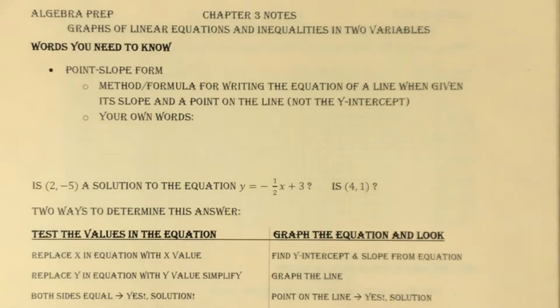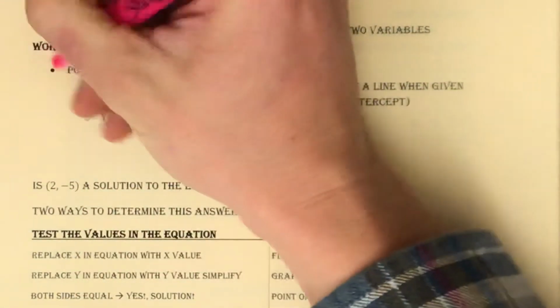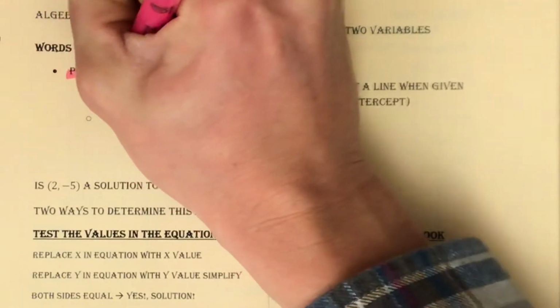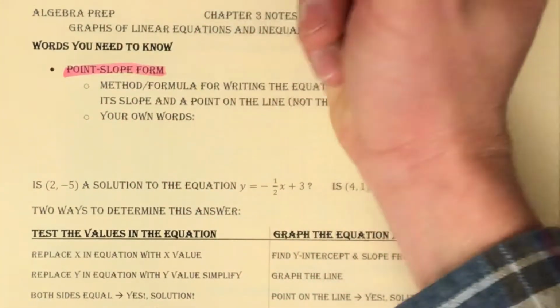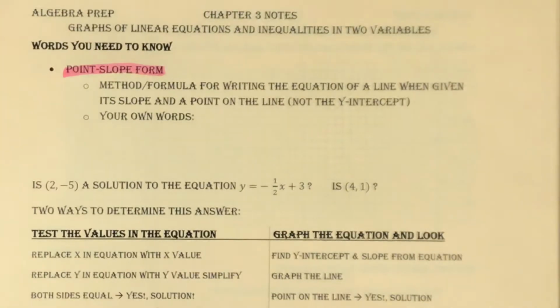Just wanted to go through some basic information for our lesson today and some words you need to know. And really just one word, which is point slope form. So as you see on your notes here, for the word point slope form, we've listed a definition for you, which is the formal definition. And this is simply a method or formula for writing the equation of a line when given its slope and a point on the line.